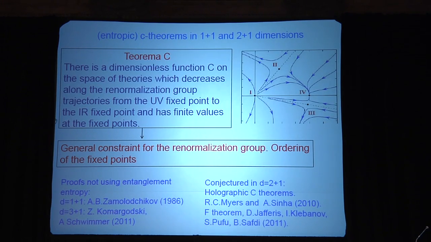The original proof of the C theorem was by Zamolodchikov in '86 for two-dimensional theories, and we have a recent proof by Komargodski and Schwimmer for four dimensions. These proofs do not use entanglement entropy, but just usual positivity in quantum field theory.